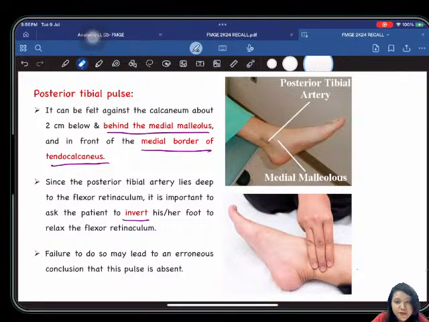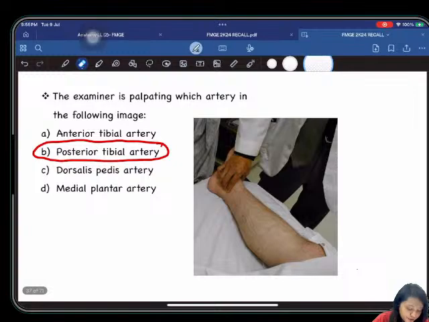Posterior tibial artery, a very important question asked every year, so this cannot be missed. If they have asked the posterior tibial artery question directly, next time they will ask it the other way. So you have to know it is palpated behind the medial malleolus, in front of the medial border of the tendocalcaneus, and you have to ask the patient to invert his foot. So this was the posterior tibial artery.